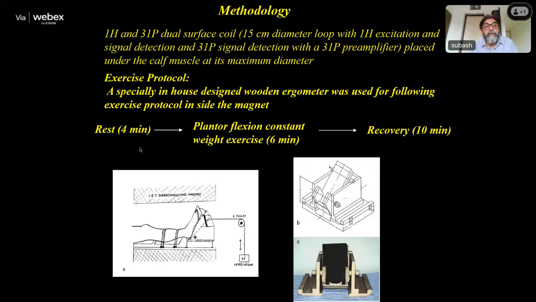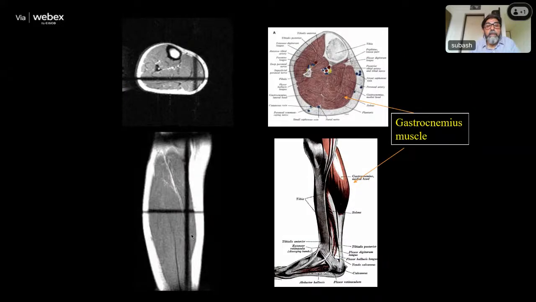So it was 4 minutes of resting given to the person. Then he did 6 minutes of plantar flexion constant weight exercise, which is against this weight, and then we monitored him for the next 10 minutes while he was relaxing or recovering. So this is the gastrocnemius muscle which we were interested in, which is also called the calf muscle.